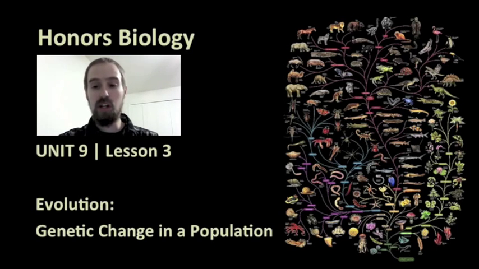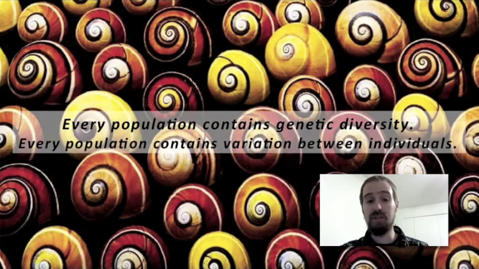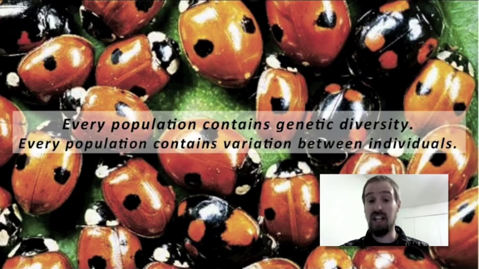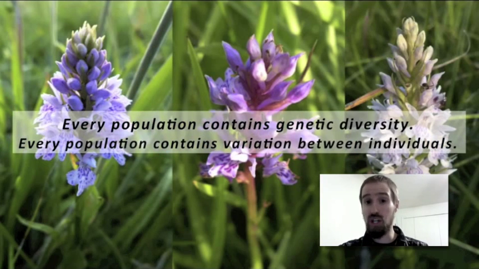In today's video, we're going to talk about the genetic change that occurs in a population as a result of the evolutionary process. Every population contains genetic diversity. No two individuals in any population are exactly alike because no two individuals have exactly the same genes and genetic sequences. This is true for every population of biological organisms. Every population contains variations that are more or less fit for that particular environment than other variations. Birds, bats, trees, flowers, every population, every single one, contains genetic diversity.